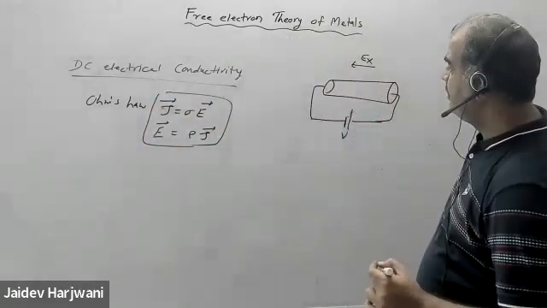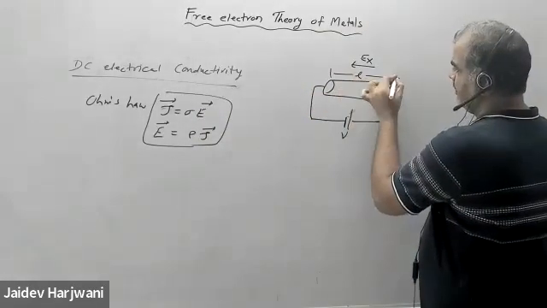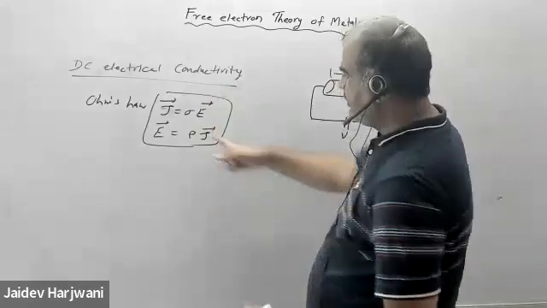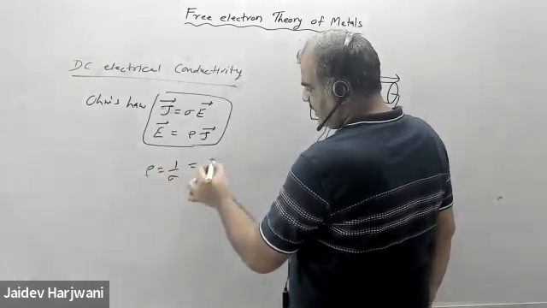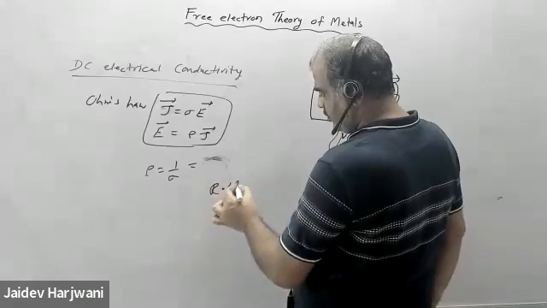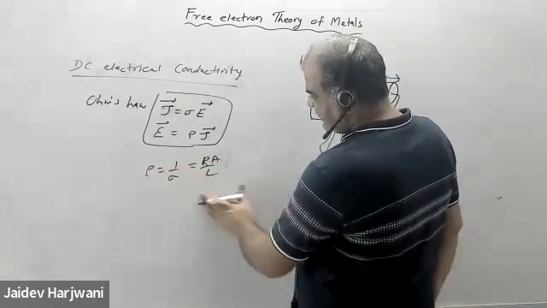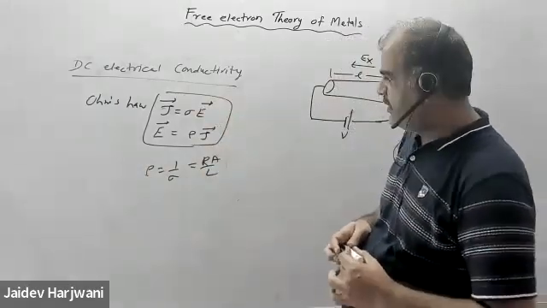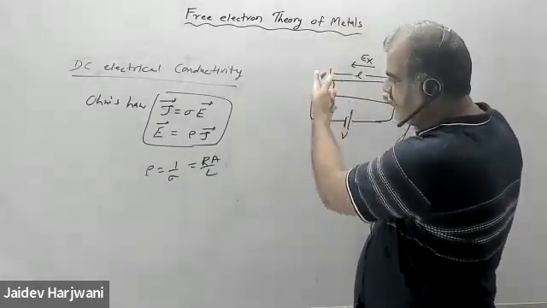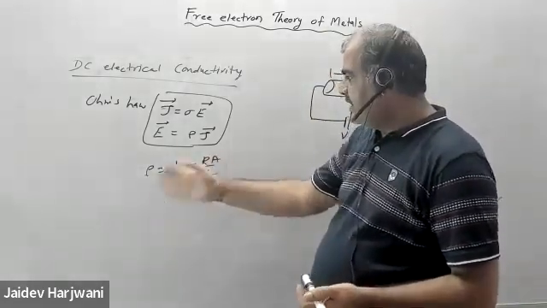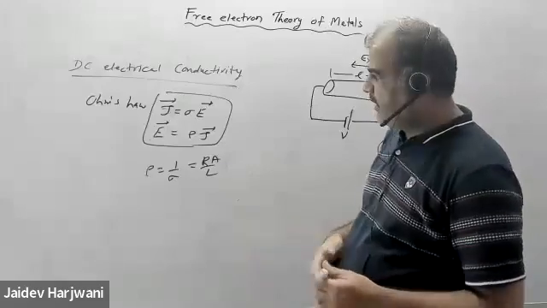So this is macroscopic. I know the voltage and the length, so I can calculate the electric field. Conductivity is inversely proportional to rho, so resistivity is 1 by sigma. R is proportional to rho L by A, so if I measure the resistance experimentally, and I know the cross section and length, I can find the resistivity of the material. This is the macroscopic point of view, using external parameters, and I can calculate the current density.